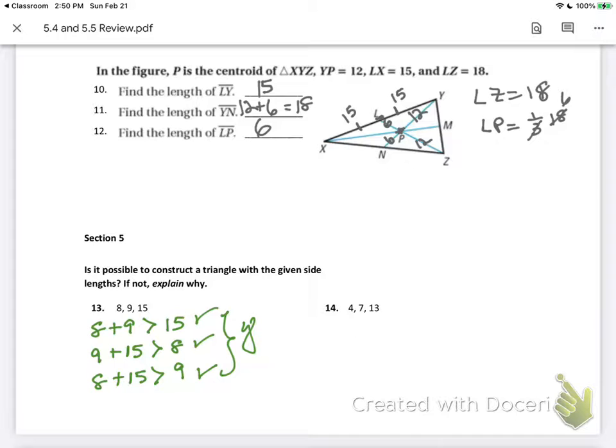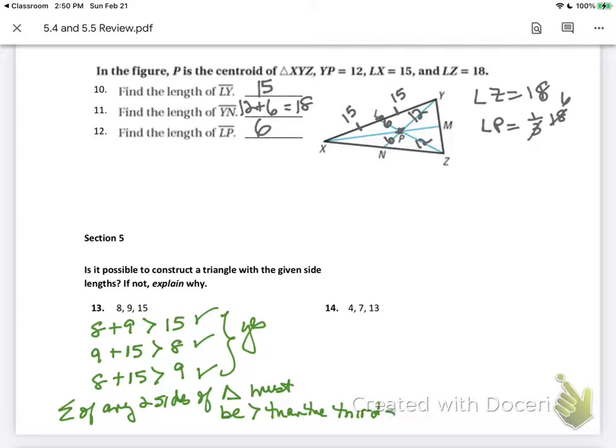Yes, this is true because the sum of any 2 sides of a triangle must be greater than the third side. Okay, and that's my reasoning for this. Okay, let's check the second one.